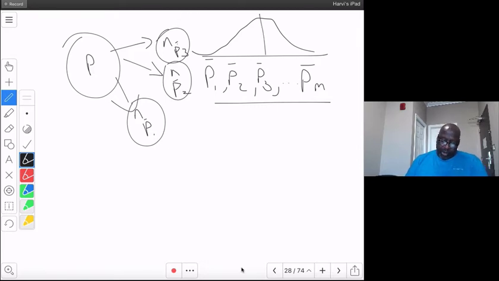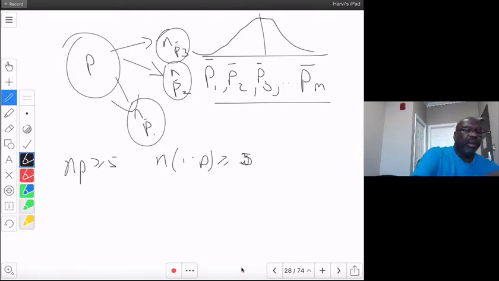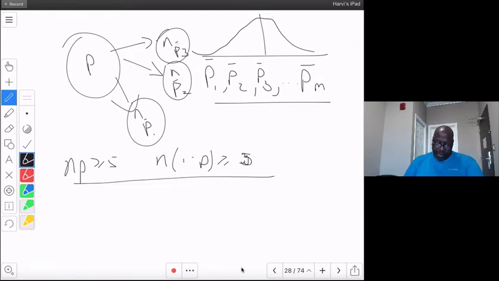All right? So we have a condition to check, which is essentially np greater than or equal to 5, and n times 1 minus p also greater than or equal to 5. All right? So if we have that condition satisfied, then we can assume that the sampling distribution is normal, and then we could do all the things that we do with a normal distribution. If we are able to show that, then we have the following.